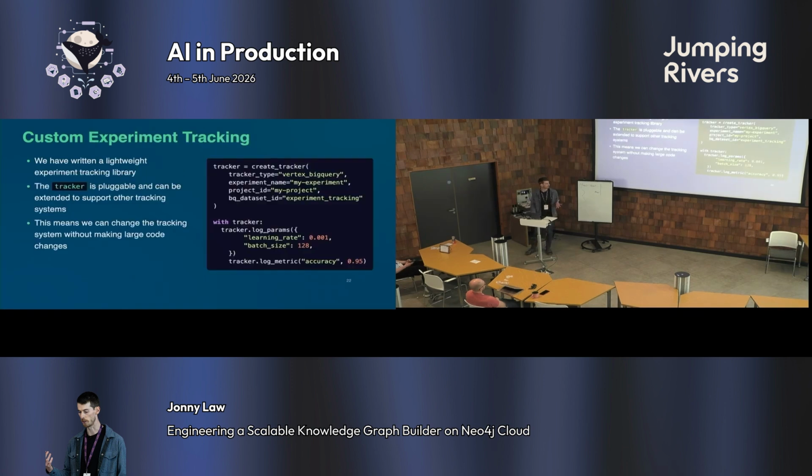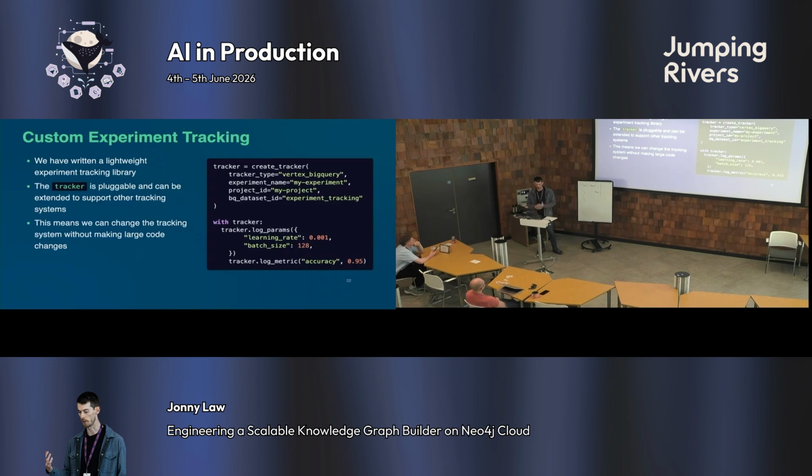We also have custom experiment tracking. Initially, we chose Vertex AI experiments. I had some experience with Vertex AI experiments. It's kind of rubbish. It is what it is. It kind of just provides you a table with some numbers in it and maybe some artifacts if you're lucky.